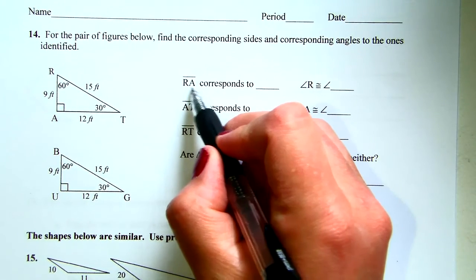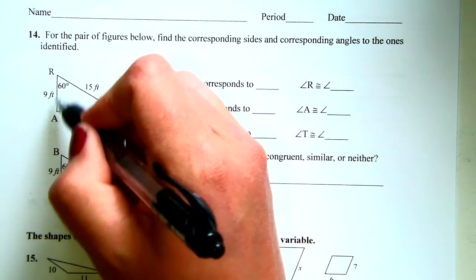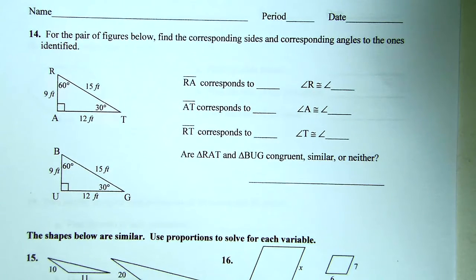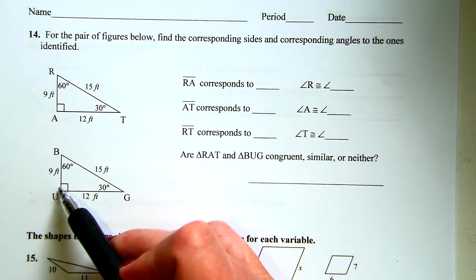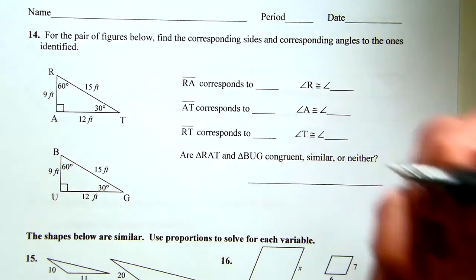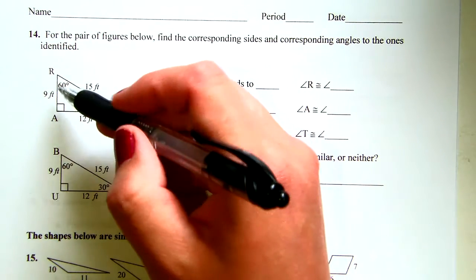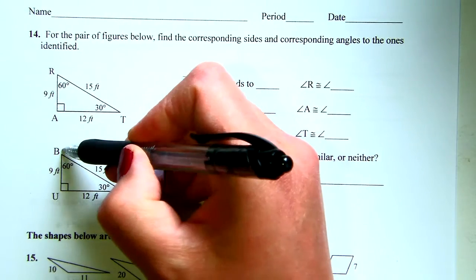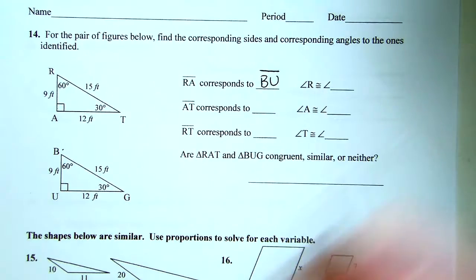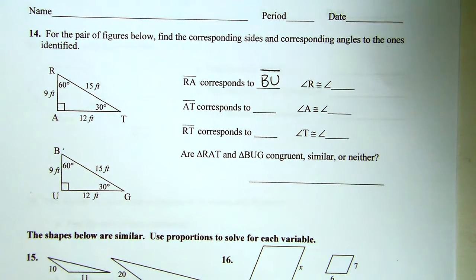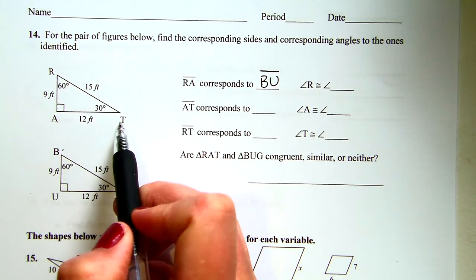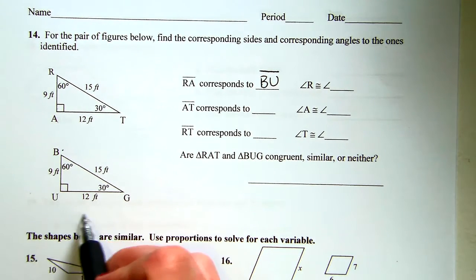Once again, I need it to be on the same side of the similar figures, or in this case, yet to be determined similar figures. So RA corresponds to BU. I'm going to write BU, and I'm going to put a line underneath it because that is side BU. Next, side AT. That's on the bottom of my triangle. I'm going to look for the side that's on the bottom of my other triangle, and that's UG. So I'm going to write UG, and I'm going to put my line over the top.